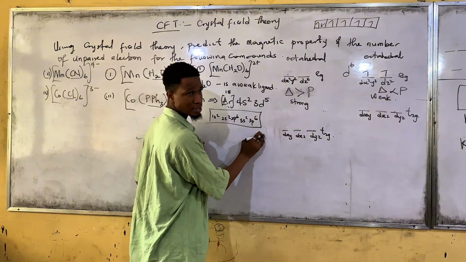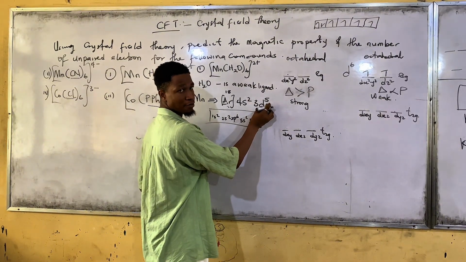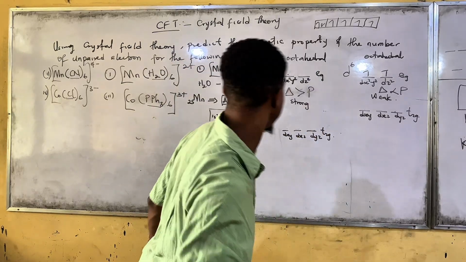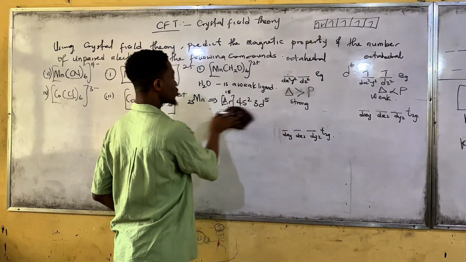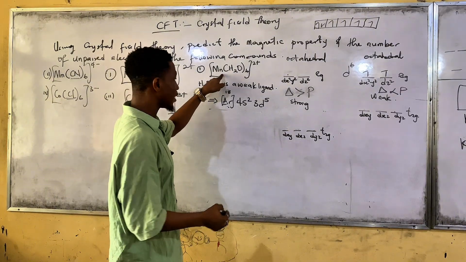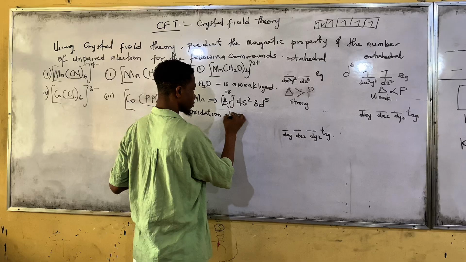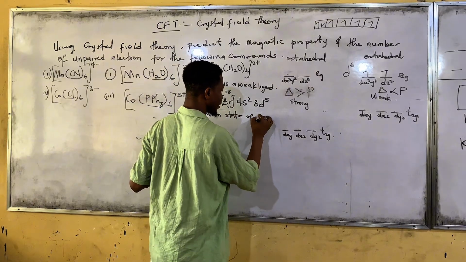That covers for 18. Then 19, 20, plus 5 makes 25. So that covers for 25. So I've attended to that. What you want to do next is find the oxidation state of manganese here.